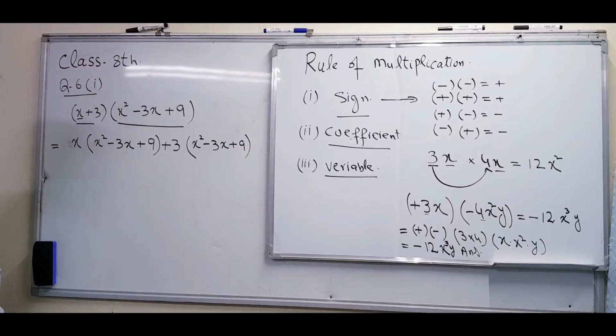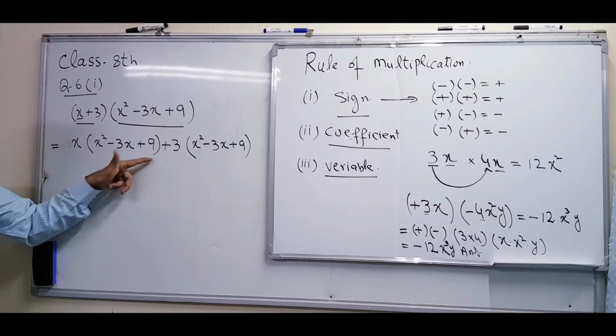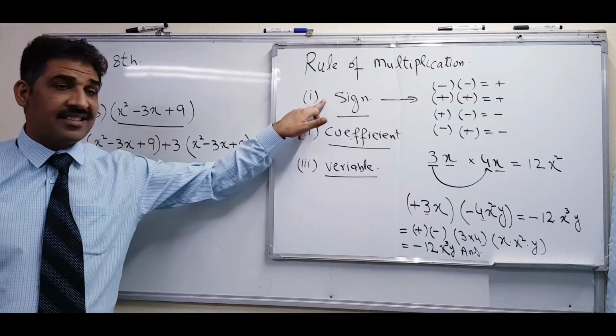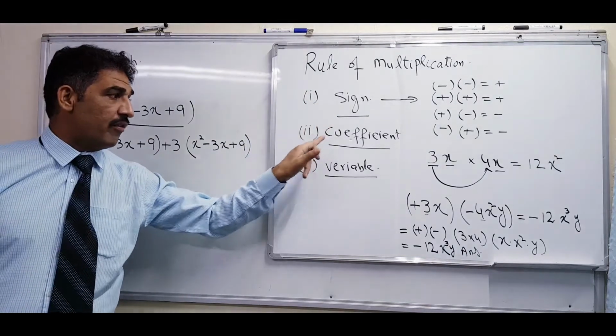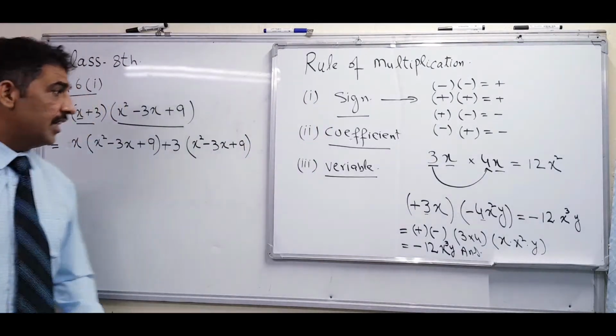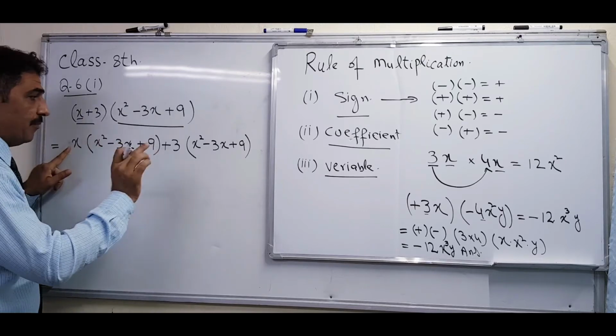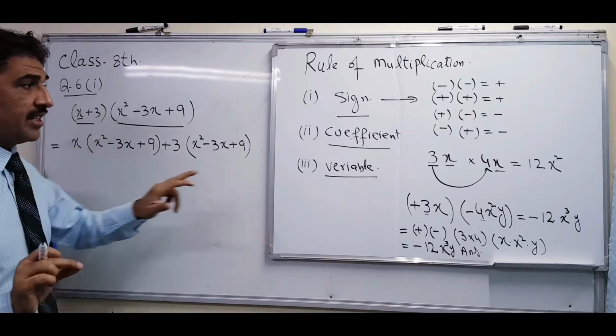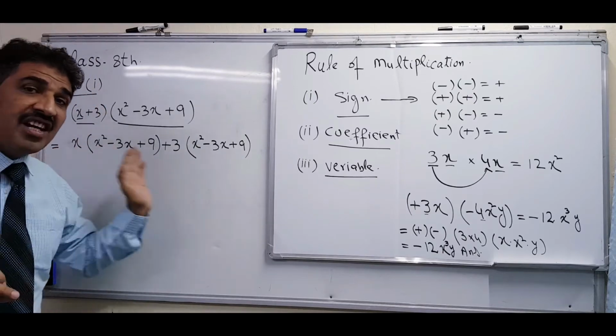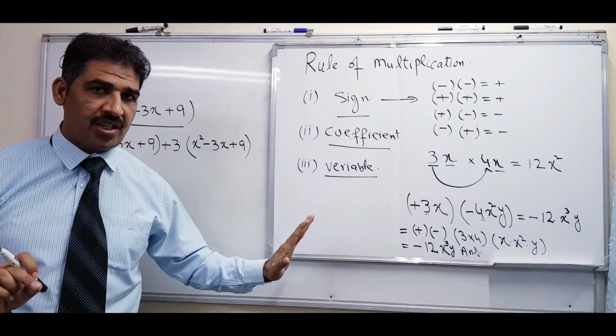Okay, good. So now we have to multiply this x with this complete bracket by using the same steps: first sign, then coefficient, then variable. If I will multiply by the sign, if there is no sign behind, it means that sign is positive. And the positive sign is the same. And then after that, coefficient is that. Coefficient is 1. And 1 multiplied to any number, there is no change.